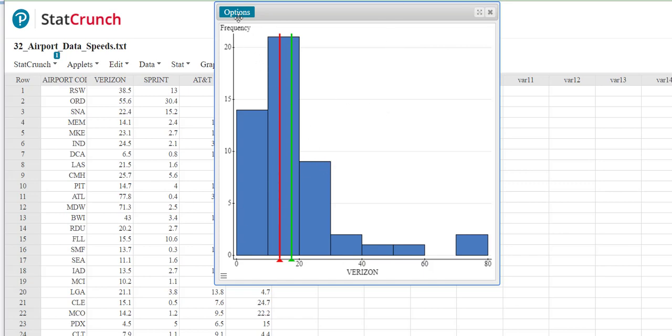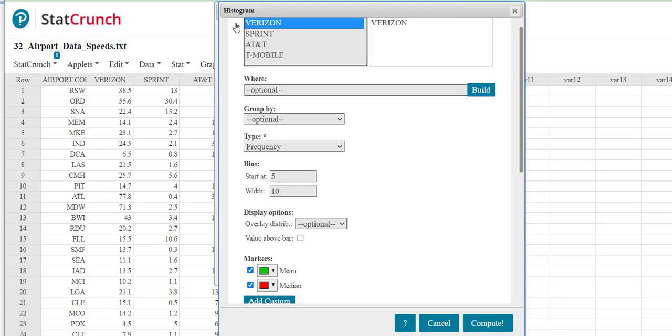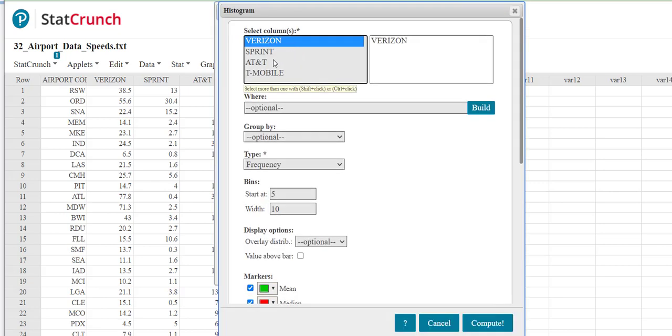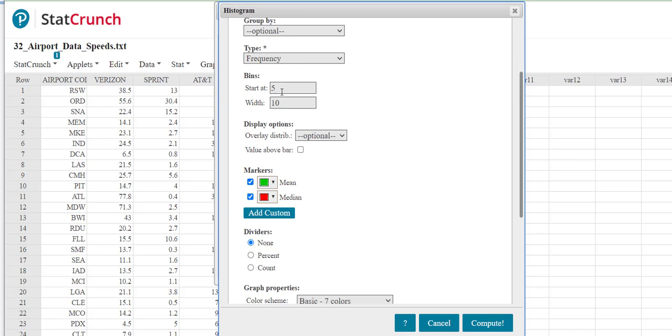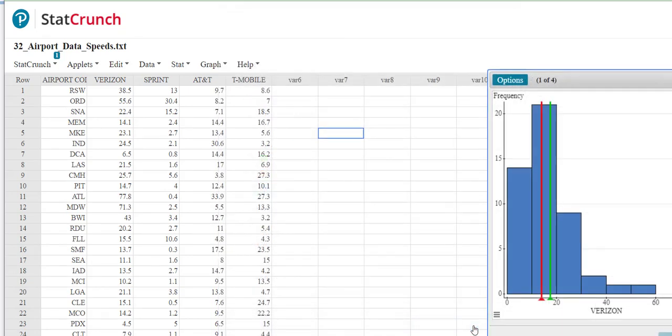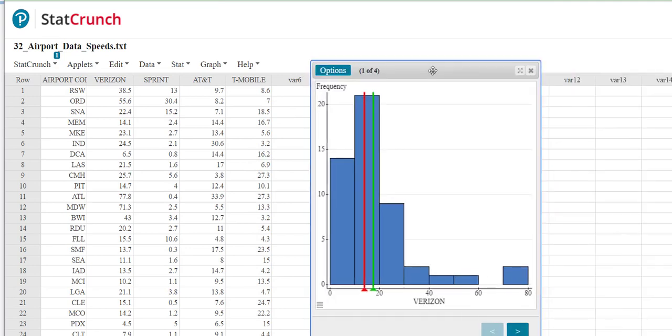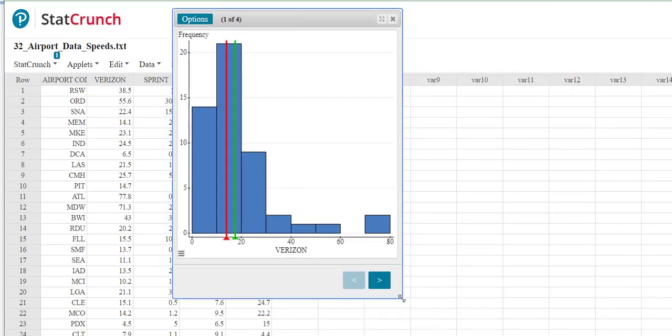Now, if I wanted to do it for all 4 carriers, in my notes I did say find it for all 4. So let's go to edit here, and let's select all of them. So just hold down shift and click, and it selects. Notice that now I have all four. If I keep everything else the same, number of bins 5, so that means 5 bars, the width is 10, and my markers, then I can compute, and notice that I get Verizon again.